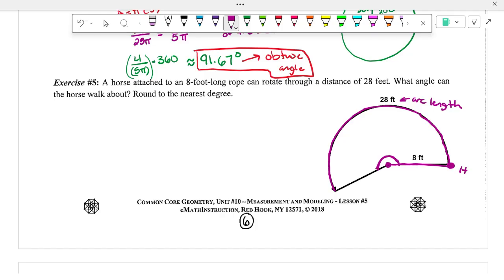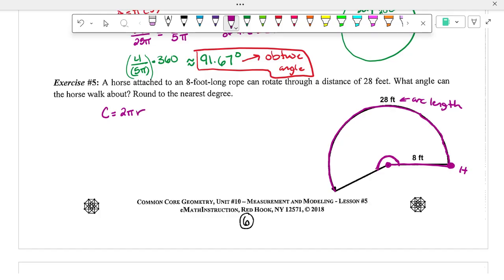If I'm finding arc length, do I need to find the circumference first or the area first? Circumference. I'll give you a hint: if you're given the sector area, it's in the name, you find area first. Arc length is circumference.